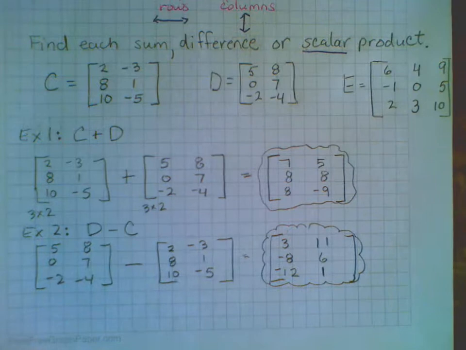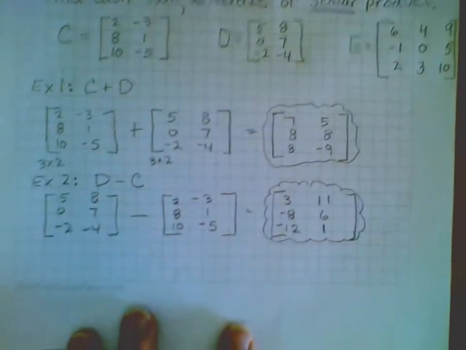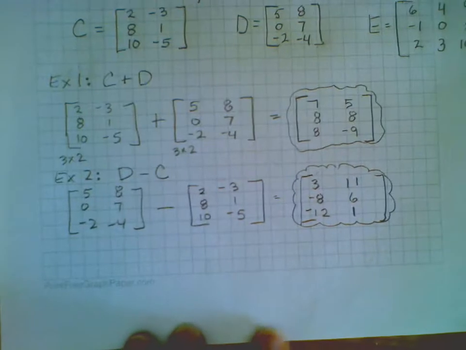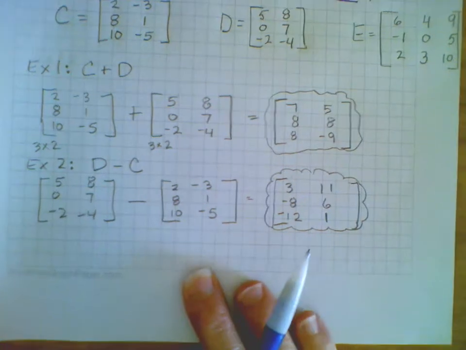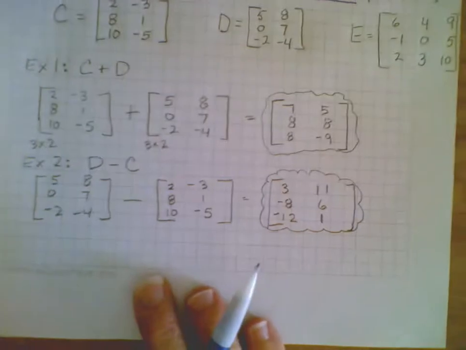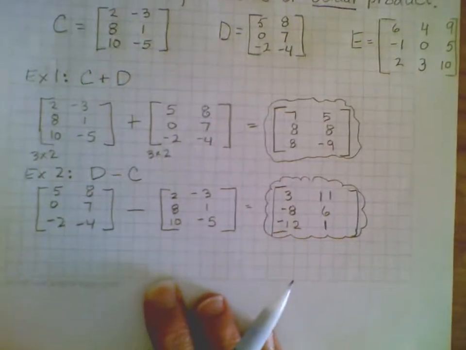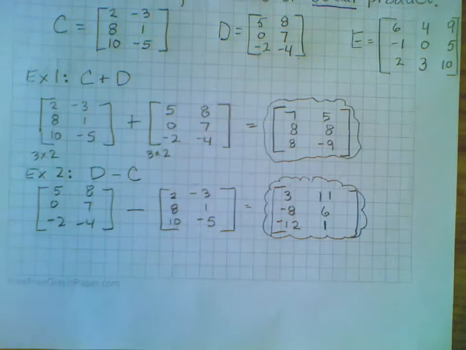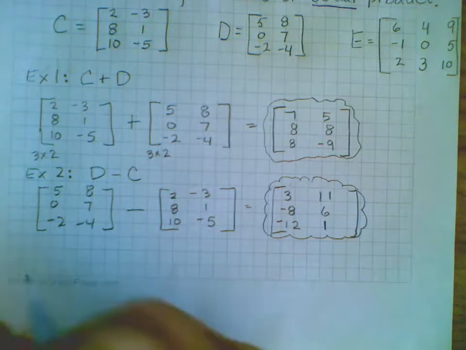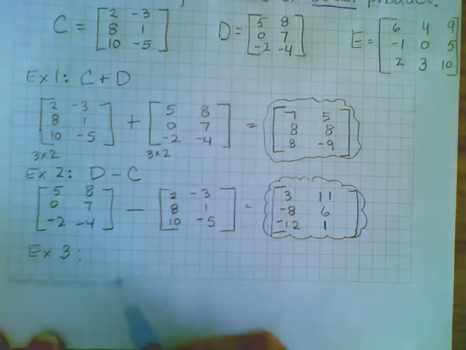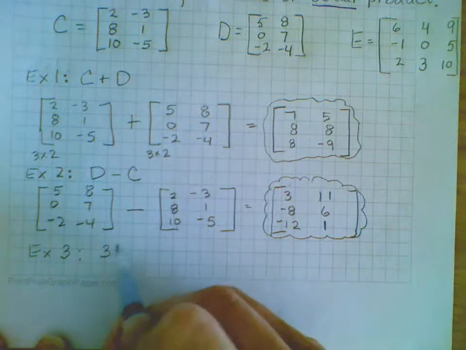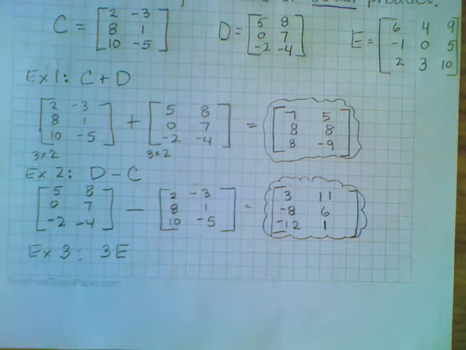Okay, now we're going to do something called scalar multiplication, which is the easier part, I would say, to multiplying matrices. I want to be able to see matrix E because I'm going to use that for one of my examples. So we'll do a couple more. So let's do 3E. Okay, so it'll look just like that. So that means they want us to take matrix E and multiply it by 3.